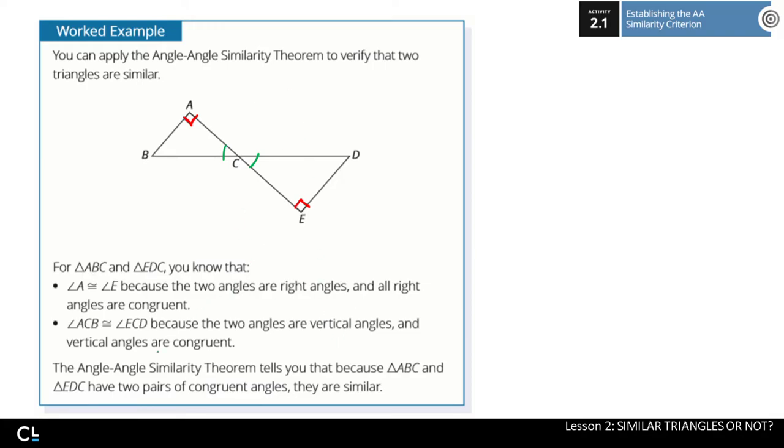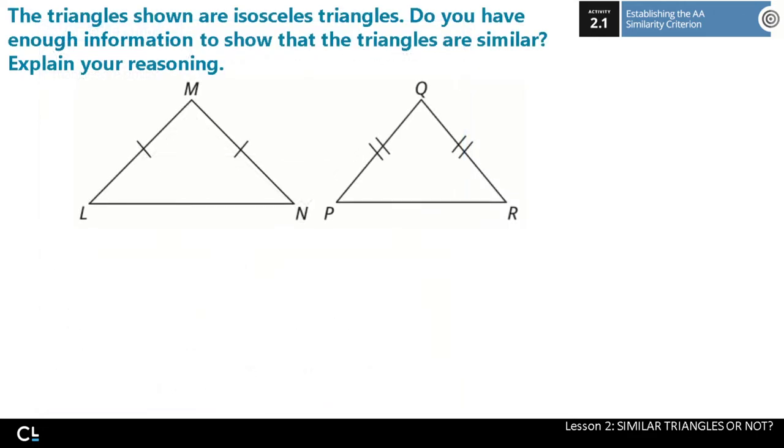So what do we have here? We have angle similarity, and it tells us that triangle ABC and triangle EDC have two pairs of congruent angles, which means using the angle similarity, these triangles are now similar, right? We could say that they are for sure similar. Awesome. So let's look at our own problem.